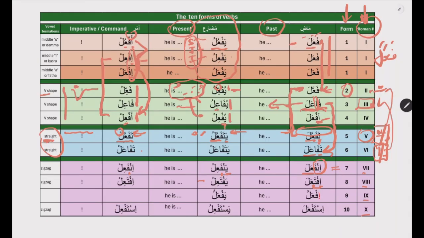Right. Form 9 is unique in that it's a very rarely used word form. I think I only found about 4 or 5 words that follow this pattern.